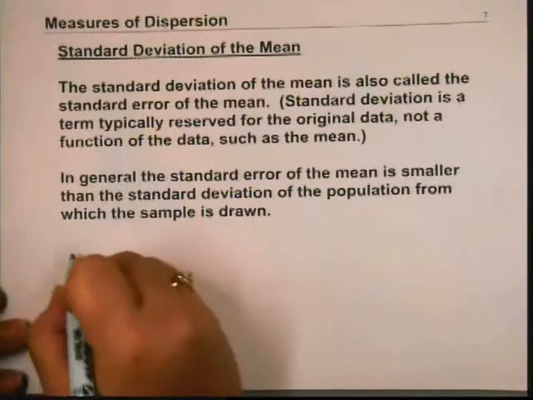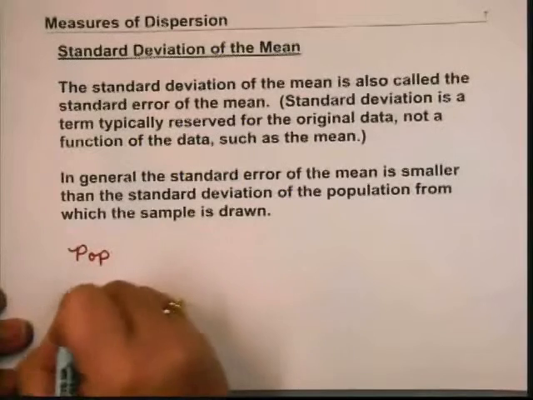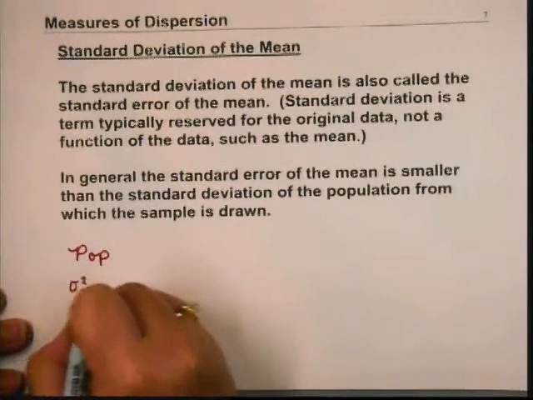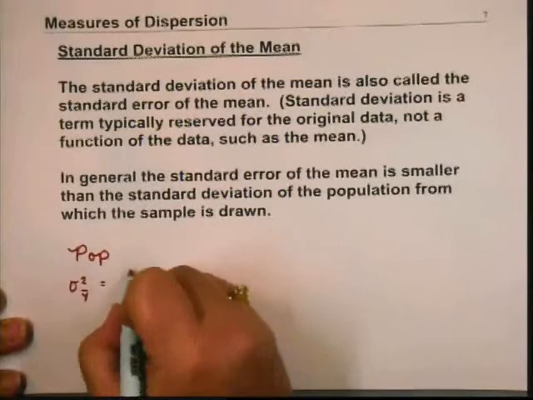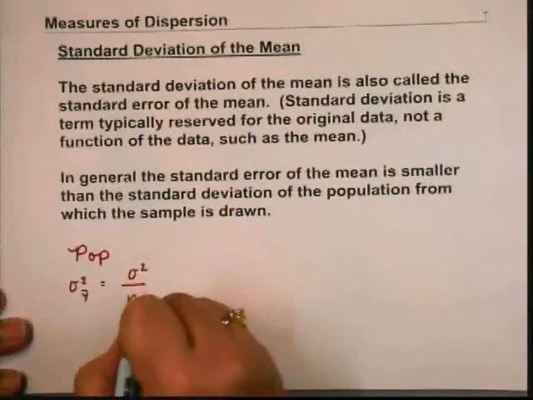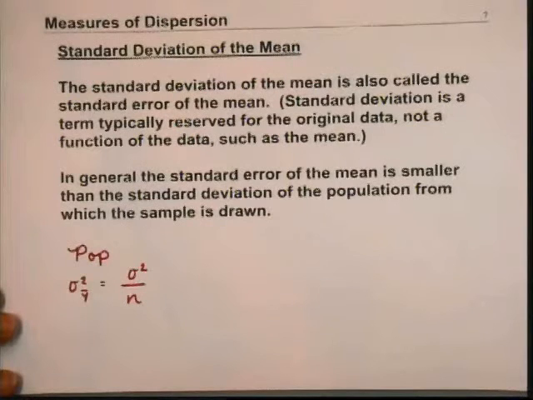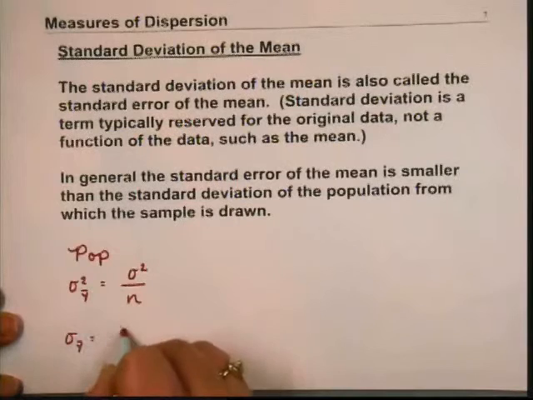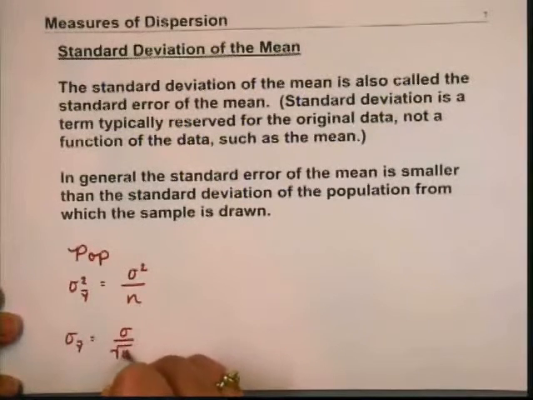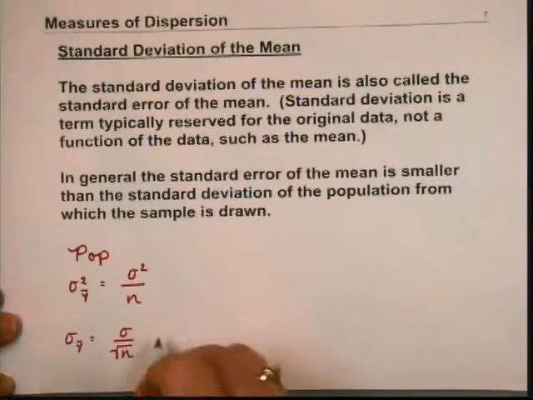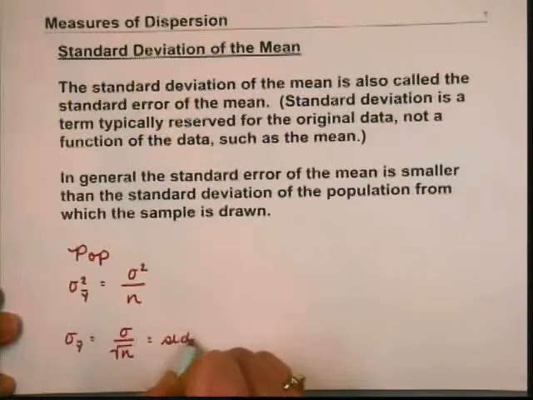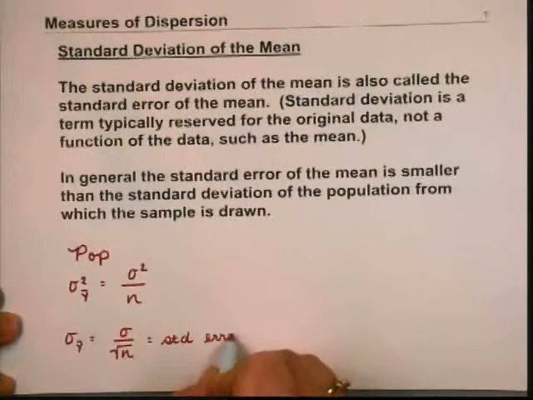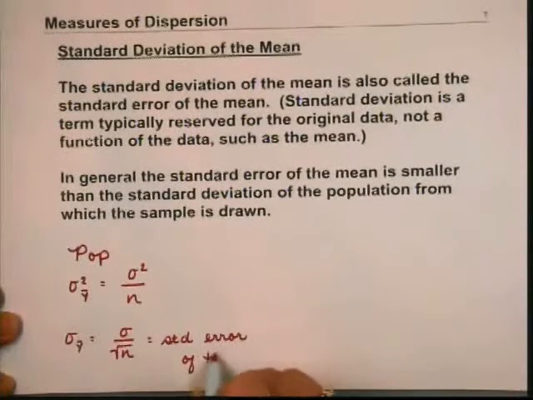Okay. For a population, how do we write this in general? Sigma squared y bar is equal to the population variance divided by the sample size. So that's why we divided that 2/3 by 2. That's where the 1/3 comes from. Sigma y bar is equal to lowercase sigma over the square root of n. This is my shorthand here for the standard error of the mean.